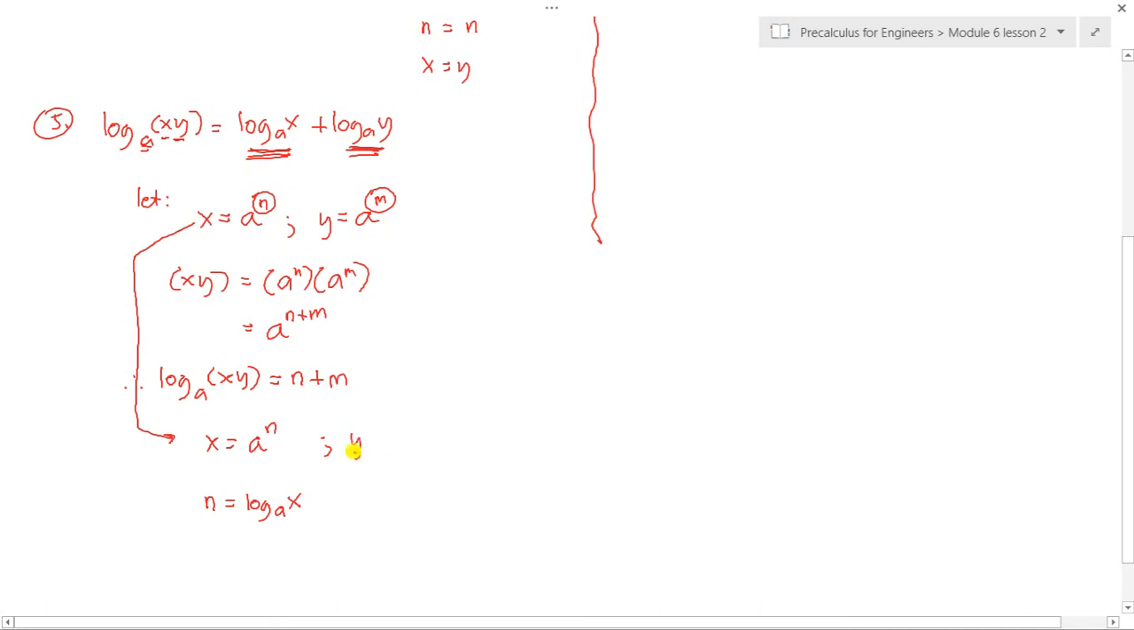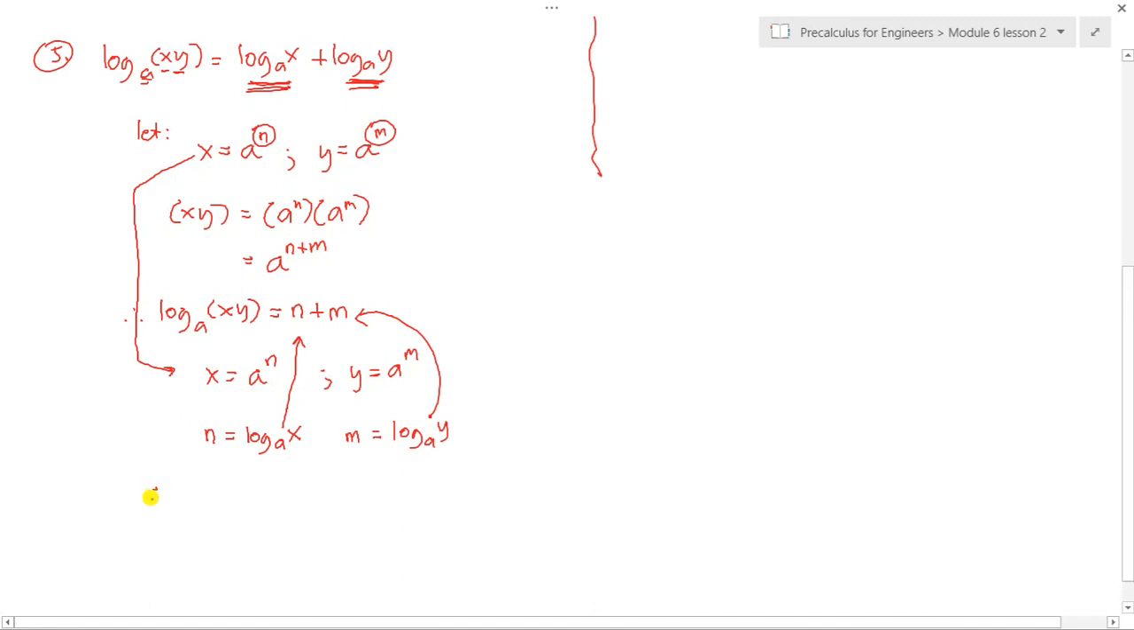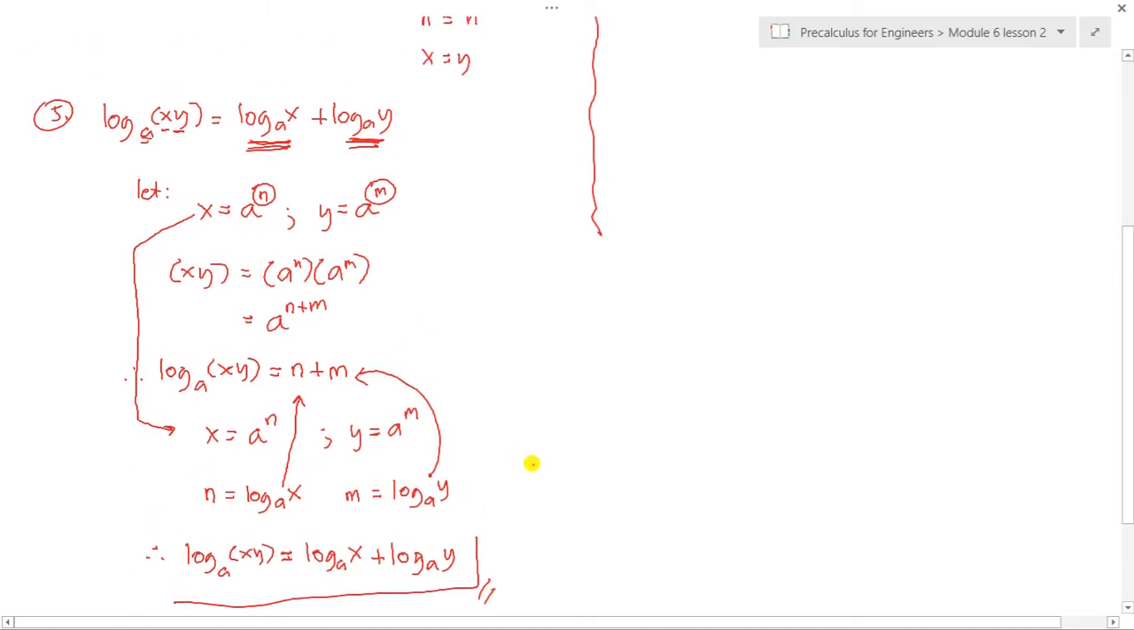The same thing with y is equal to a raised to m. Unsay exponent ani? Si m. Mo na ang resulting sa logarithmic, which is equal to the log of the number y to the base of a. So imo na siya i-substitute. Therefore, we have log of the product x and y to the base a is just equal to the sum of their exponents, n plus m. Then n plus m is equal to log of x to the base a plus log of y to the base a. So mo na nga ito na na-prove nga kana siya nga property is correct.